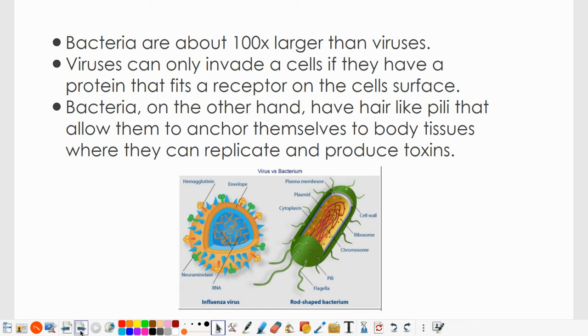They reproduce on their own. They produce their own toxins, etc. And oftentimes it's the toxins that make us sick, not the bacteria themselves.